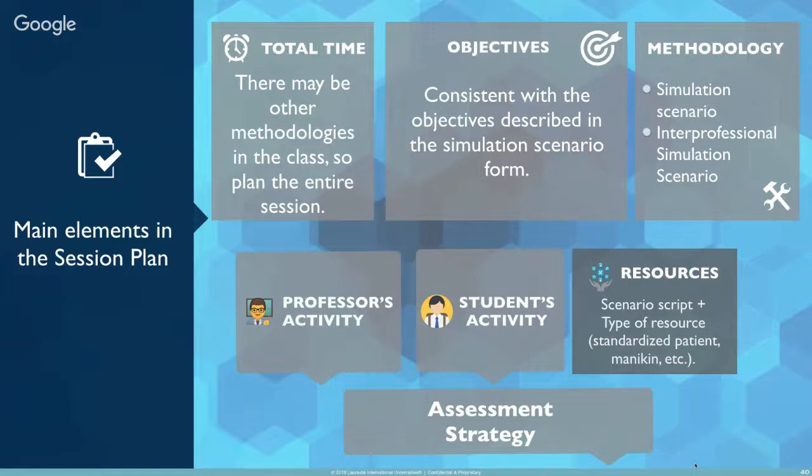And you need to describe in detail the expected activities from professors and from students. Remember that here we need to put the students at the center of the learning session. We need to make them more active. We need to make them move in the class, in the learning session. Of course, you need to plan the resources required and plan how to assess if the students reach the learning objective. So you have a learning objective that needs to be reached at the end of the session, and you need to plan an assessment strategy to evaluate if the students reach the learning objectives.